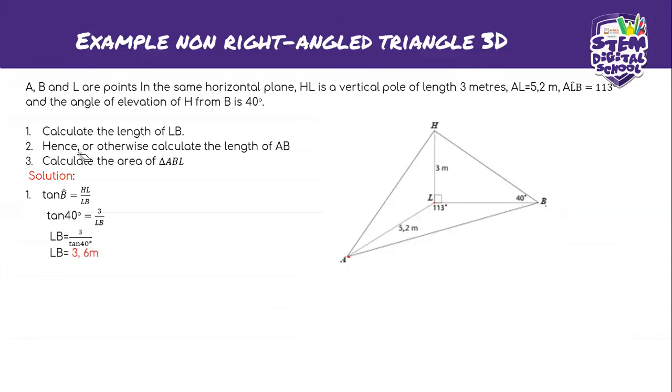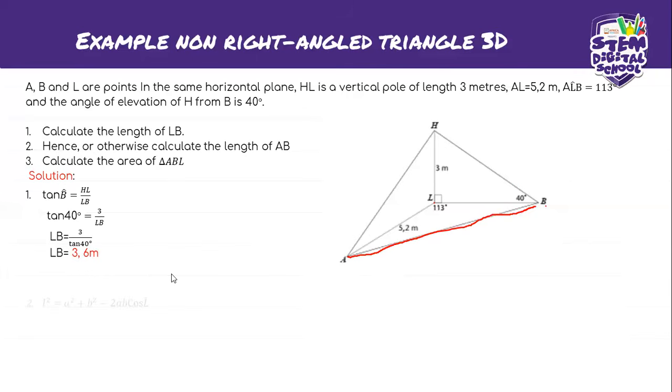Second question, hence or otherwise, calculate the length of AB. Let us go and see where is our AB. This is our AB, so we have to calculate this side. Now, when you look at that side, it's part of this triangle ABL, right? ABL. And we've just calculated the length of LB, which is 3.6 meter.